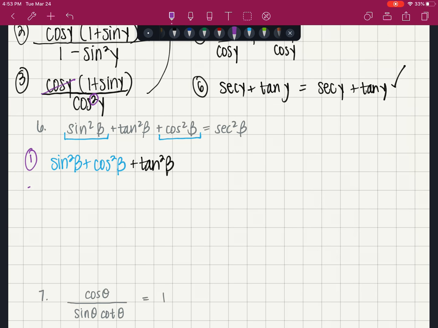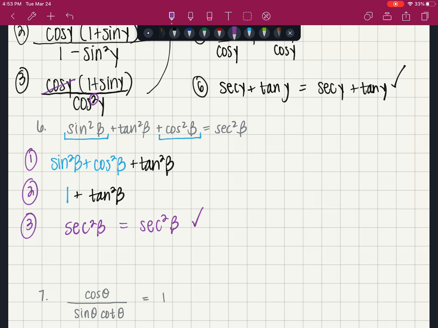So step 2, we have 1 plus tangent squared of beta. And then step 3, I use a Pythagorean identity. 1 plus tangent squared of beta is secant squared of beta, and that's equal to secant squared of beta. So you probably got that one. That was kind of a fun one because it was only a 3-stepper.